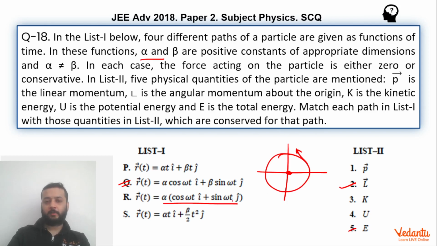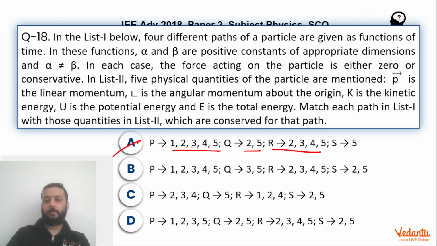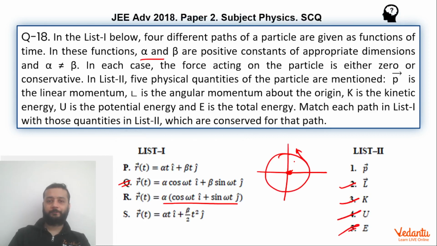So anyway, in this case, angular momentum will remain conserved, and we know that in UCM, angular momentum remains conserved about the origin. Kinetic energy is conserved because we already know that in uniform circular motion, kinetic energy remains conserved, and we also saw in option Q that if alpha was equal to beta, then kinetic energy must have been equal. So total energy will also be equal, potential energy will also be equal. Linear momentum will change direction because of the change in the direction of velocity, and hence R matches with 2, 3, 4, 5. So we already know that option A is the correct answer. So in this, R is matching with 2, 3, 4, 5.